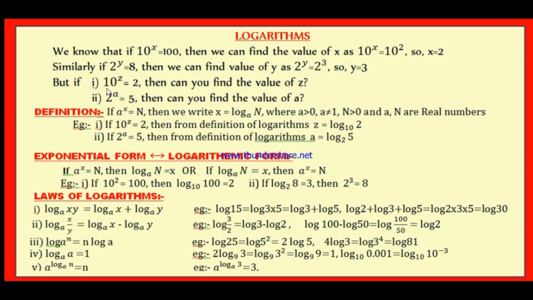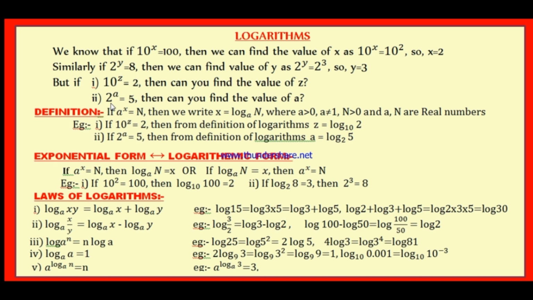But if the questions are like this, for example, if 10 power z is equal to 2, then can you find the value of z by using this knowledge? In order to find the value of z when 10 power z is equal to 2, you have to write 2 to the base of 10. But 10 power 0, 10 power 1, 10 power 2, 10 cube, 10 power 4, and no value is equal to 2. Therefore, you cannot write 2 to the base of 10, so you cannot find the value of z by using the above knowledge.